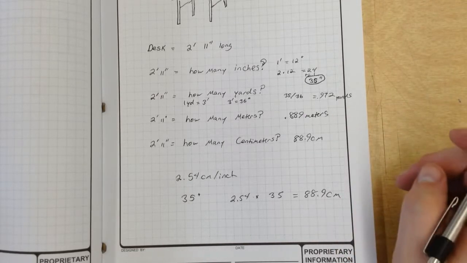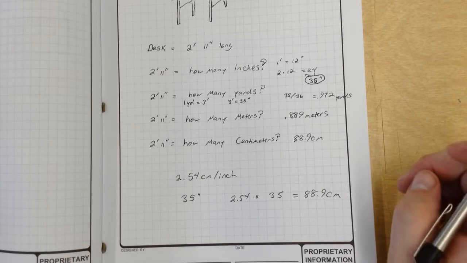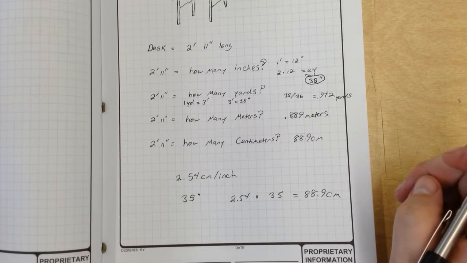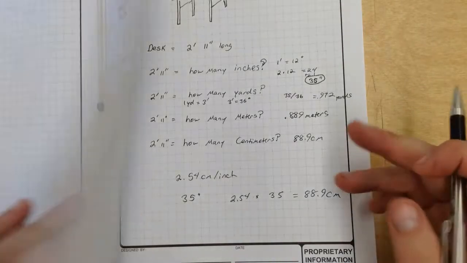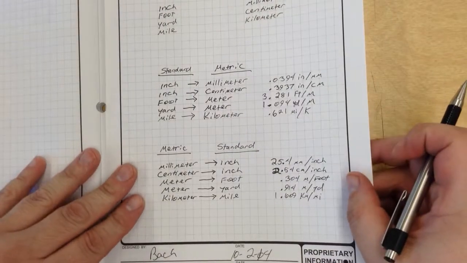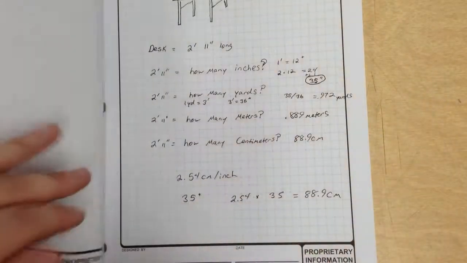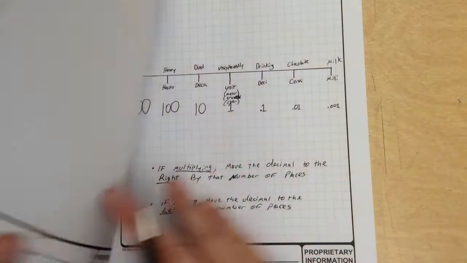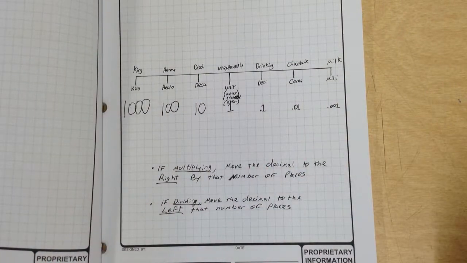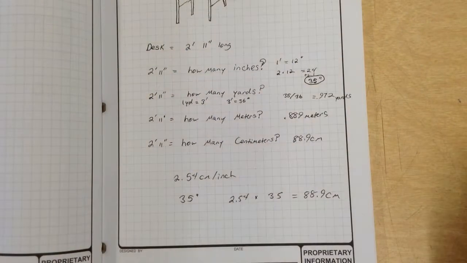Okay, so this is kind of a confusing example with some conversions. Stop this video and rewind and replay as many times as you need in order to understand the concept. Also, remember that you should have this conversion chart in your book, and you should also have this metric system explanation in your book. Okay? See me if you have any questions.